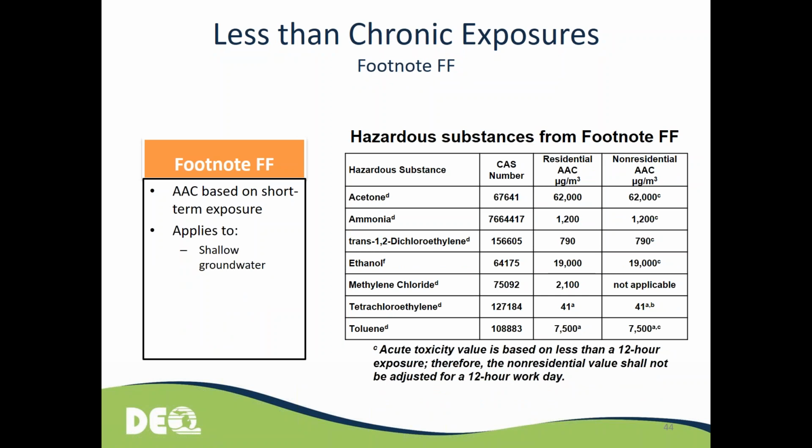Footnote FF is very similar to footnote EE in that it's showing less than chronic exposure values or short-term values. But footnote FF only applies where we have shallow groundwater. So when you have shallow groundwater, these would be the AACs that you would use for these particular hazardous substances for both residential and non-residential scenarios. But you would not use them in the same scenario for soil or vapor calculations.